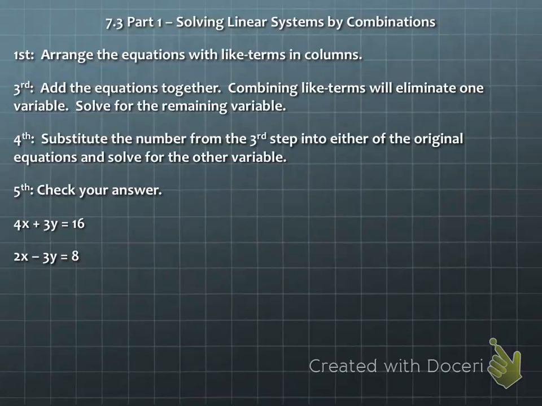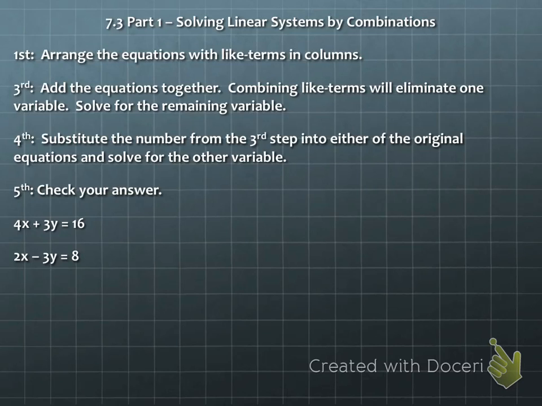Okay, so we're going to be solving systems of linear equations by using what's called combinations. It's going to be just adding together two different linear equations and getting one variable to cancel out. So first thing we want to do is arrange the equations with like terms in columns, making sure that we have the x and the y in the same column and the constant terms on the other side of the equal sign, just like the example on the bottom.